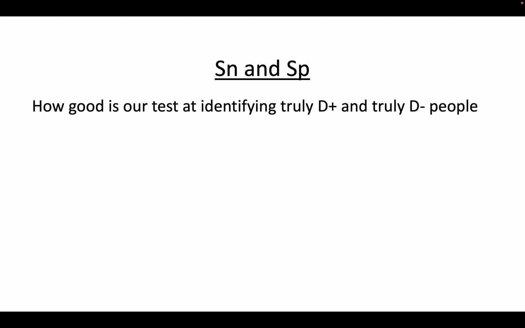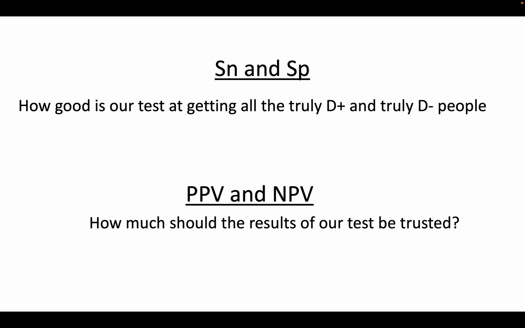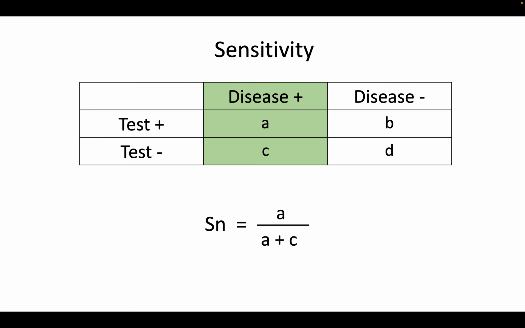In another video I talked about sensitivity and specificity, and they're all about figuring out how good our test is at identifying those who are truly disease positive and truly disease negative. Well, positive predictive value and negative predictive value are all about how much the results of our test should be trusted. Those sound pretty similar, but I'm going to go over an example that differentiates the information that the two types of values are giving us.